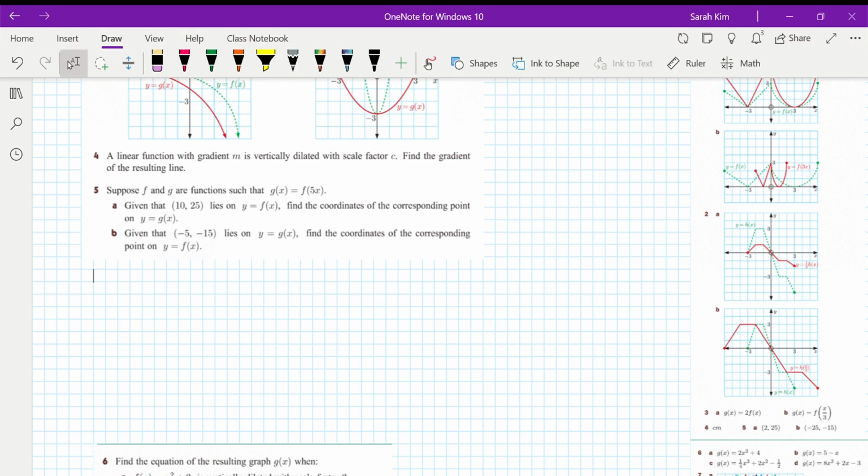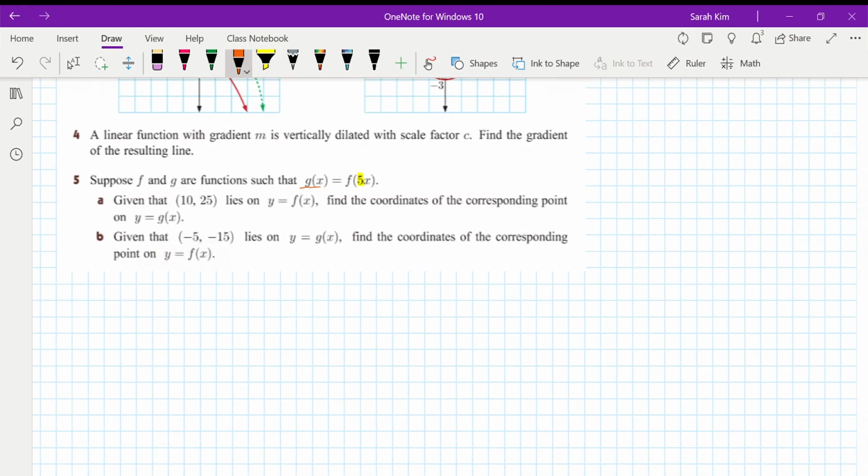Alright, let's give question 5 a go. In order to understand this question, you need to understand what this 5 on the inside of the function does. Basically, if I read this little sentence over here, it's saying function g of x is the same as f of 5x. So these are the same functions, and if we do these two functions, it will give you the same answers.